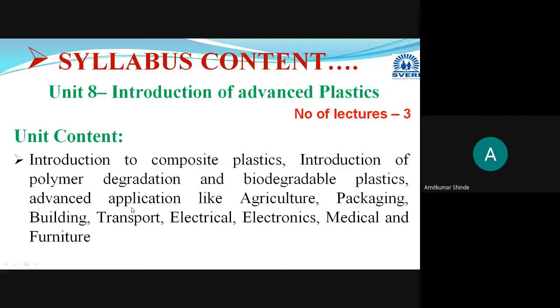And basically we are going to discuss in this chapter applications of the different composite plastics and normal plastic materials in different fields like agriculture, packaging, then transport, construction or buildings, then electrical, in the manufacturing of different electrical or electronic appliances, then medical devices, and different kinds of furniture. Then which kind of plastic material is used and which components are manufactured.